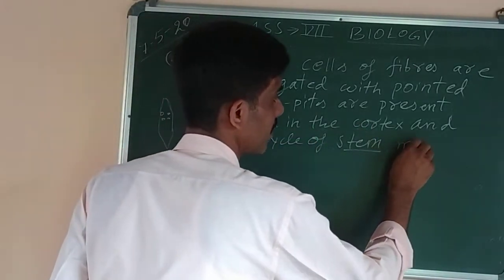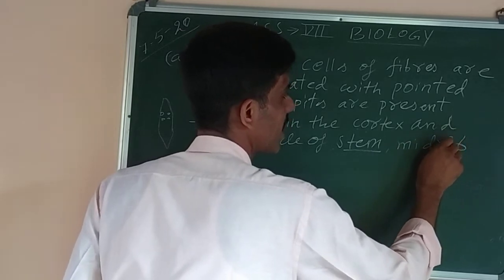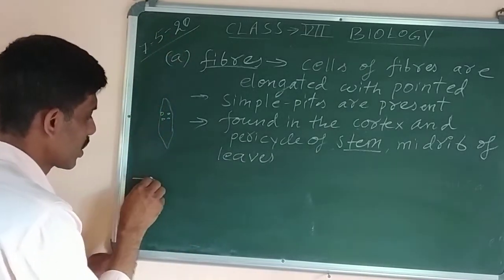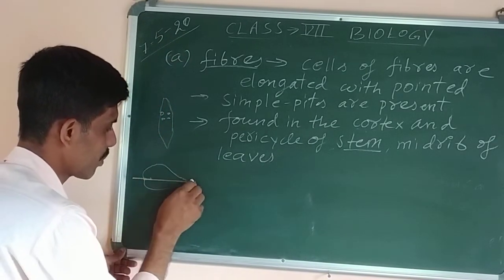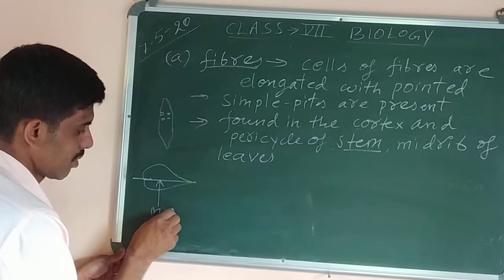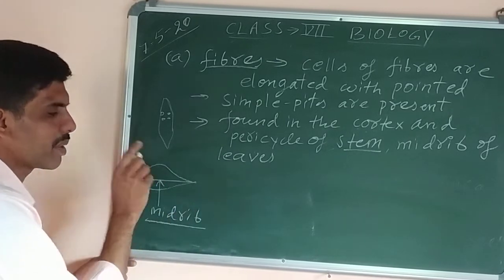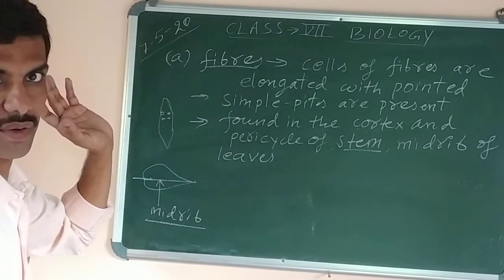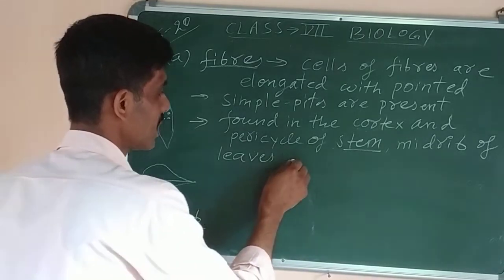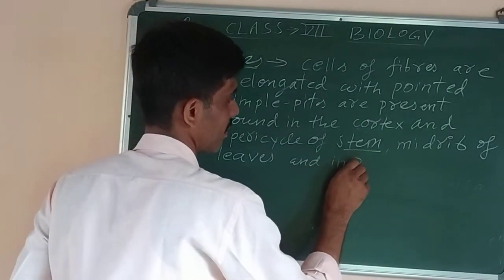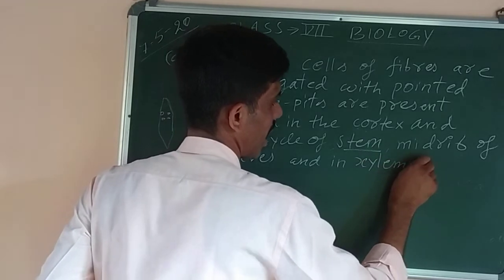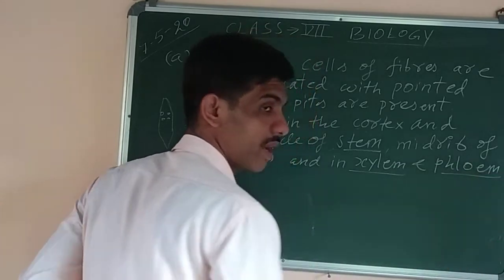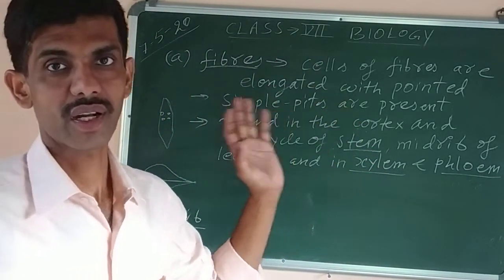It is found in the midrib. You know what is midrib? The middle vein of leaves. Midrib of leaves means this one. Look at the diagram, this one is called midrib. You have studied mid vein in lower classes, no? In this place which type of tissue is found? Fibers are found, sclerenchyma tissue, as well as in the xylem and phloem. They are called xylem fibers and phloem fibers.